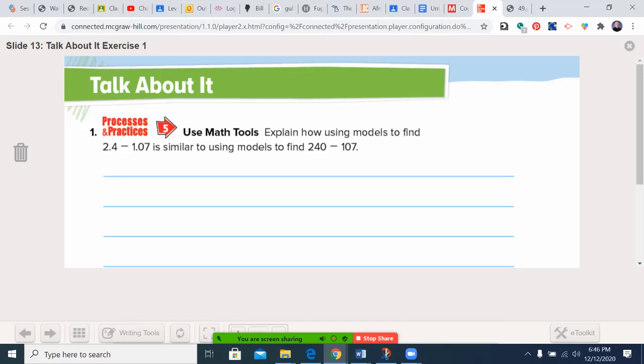So we're going to use the exact same pieces. But now the full square, the 10 by 10, is worth 1 instead of 100. The long one with 10 is going to be worth a tenth instead of 10. And the individual square is going to be worth 1/100th instead of 1.